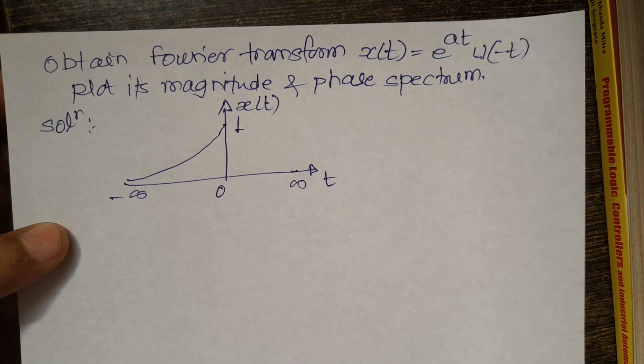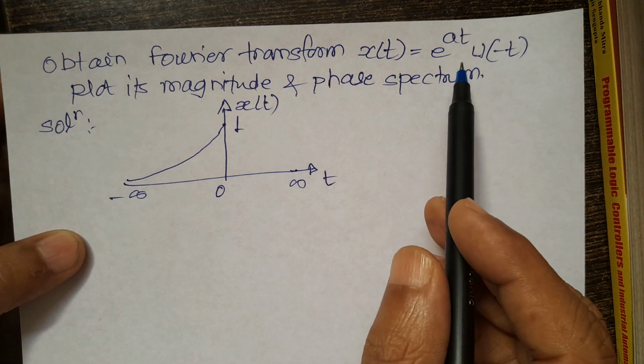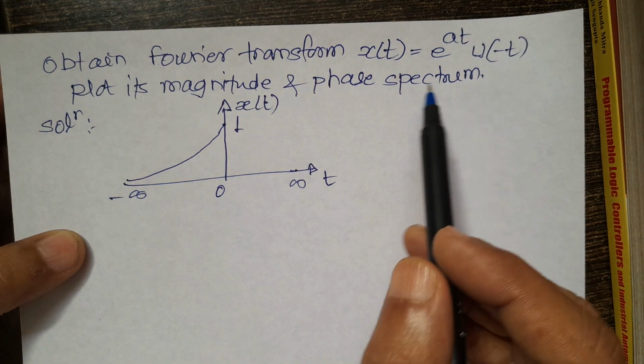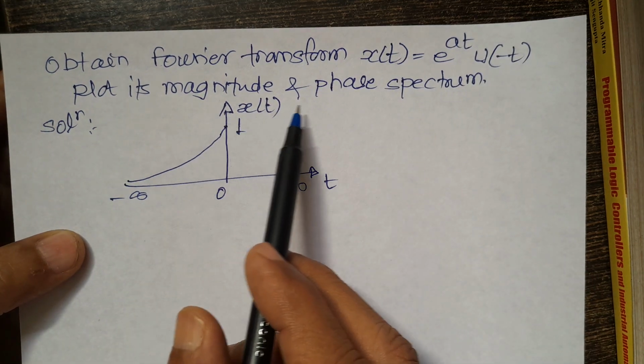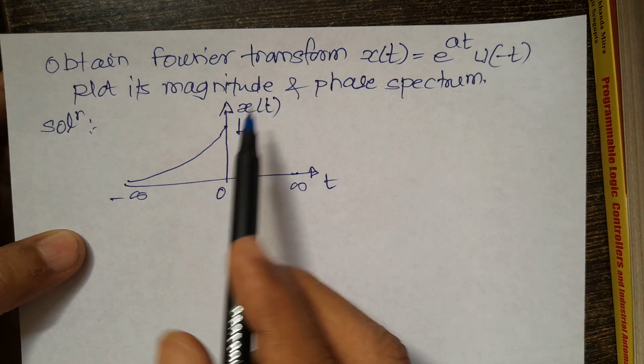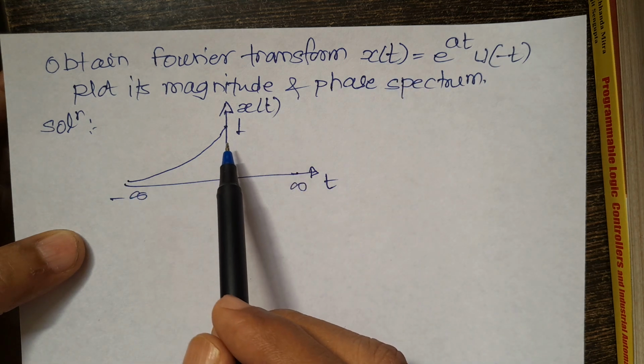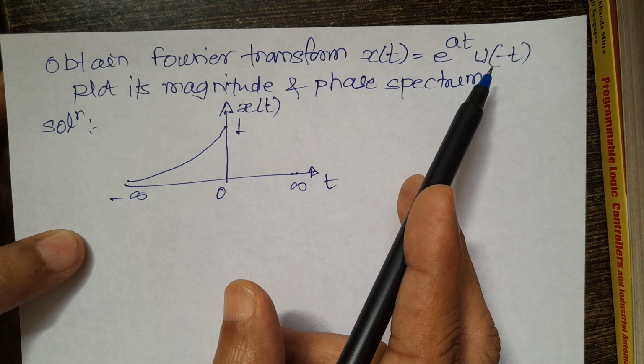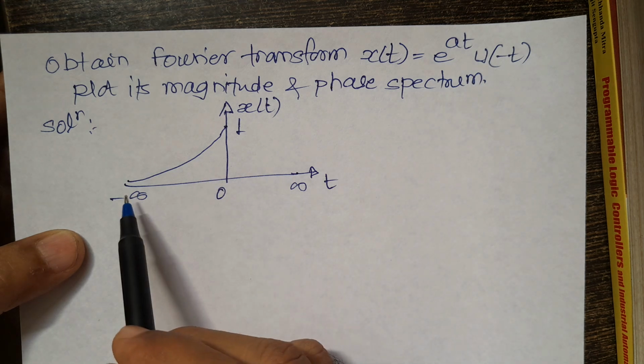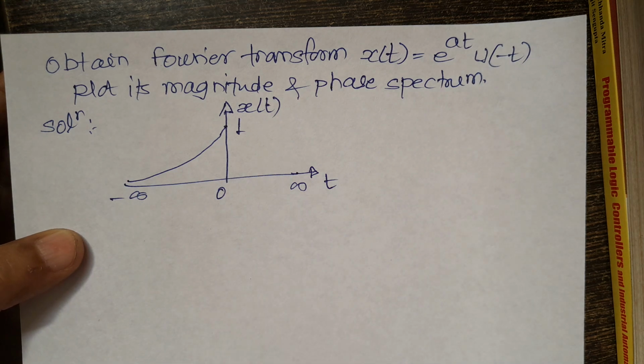Obtain the Fourier transform of x(t) = e^(at) u(-t). Plot its magnitude and phase spectrums. So the function given is like this. This is exponentially increasing, but the unit step function is u(-t). So we have the function like this.